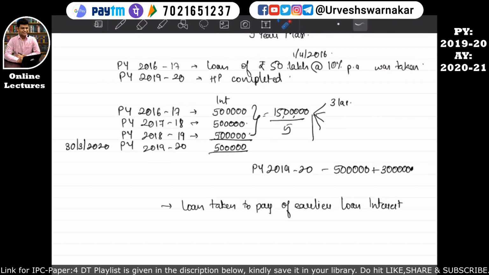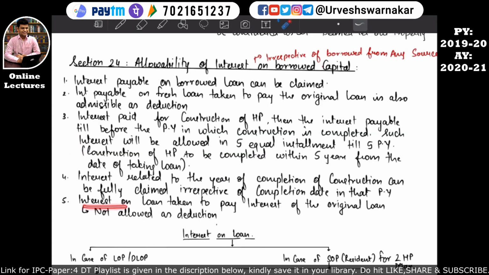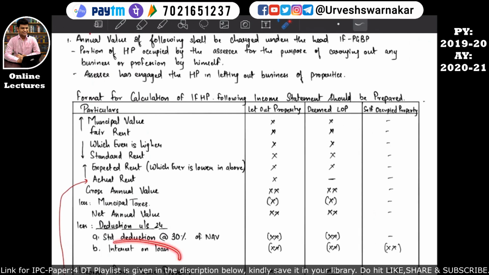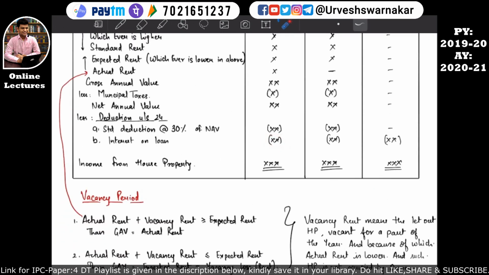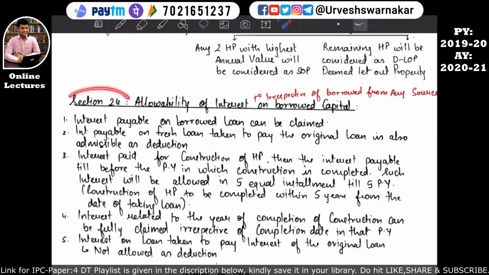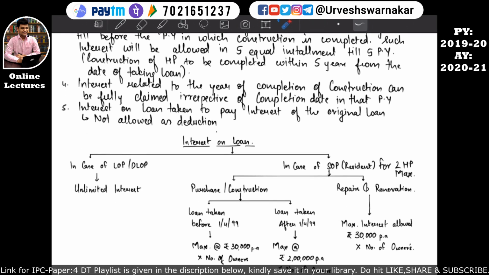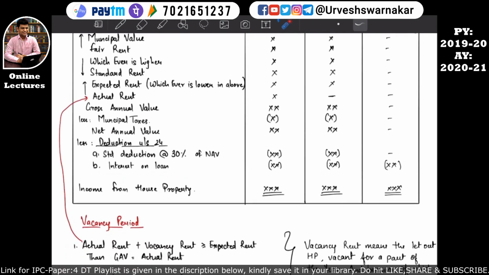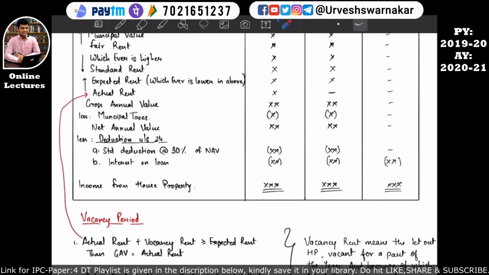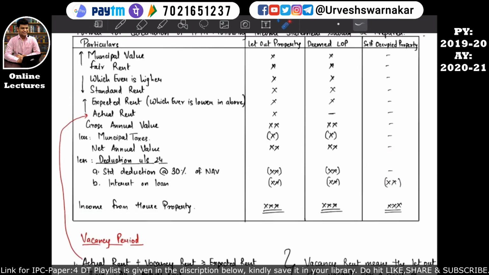So simply it is talking about this point only. Then the fifth point is that interest on a loan taken to pay interest of the original loan will not be allowed as deduction under section 24. I hope this is quite clear. We have studied this section 24 allowability, but we have not studied the maximum limit. When we study this maximum limit, I'll be able to explain why a self-occupied house property will incur a loss, even if he has not rented or given such house property on rent.